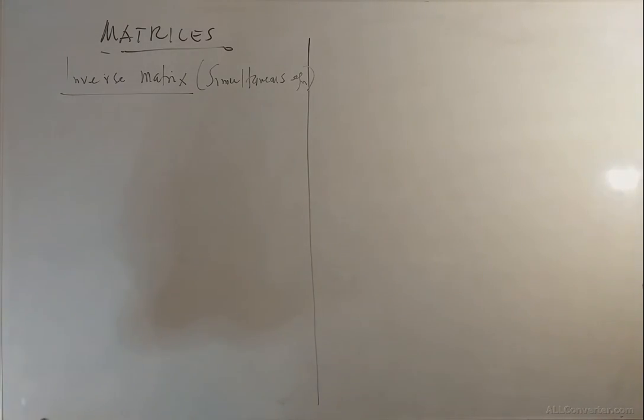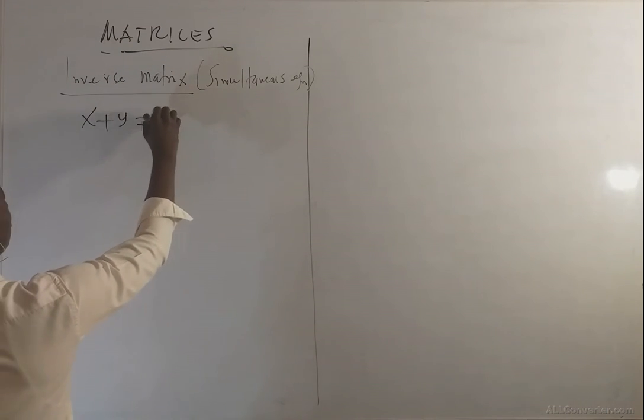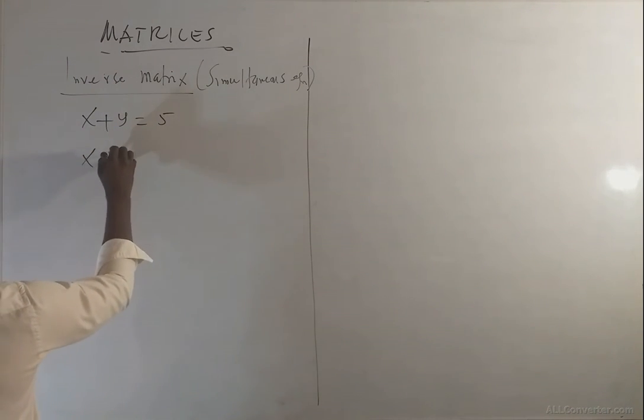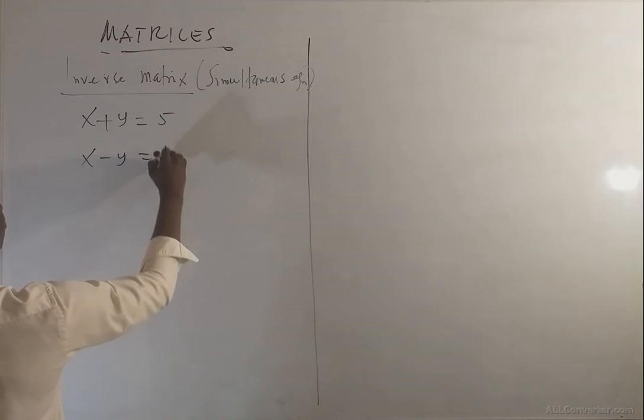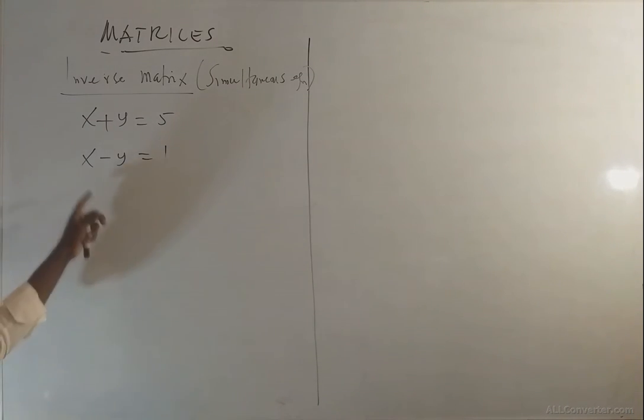And so now let's assume that we have x plus y equals 5, and x minus y equals 1. Assuming that these are the two equations we are given. Now, if you are supposed to solve the two equations simultaneously, we will use the elimination approach. That means that when we add the two equations together, we can find the value of x.